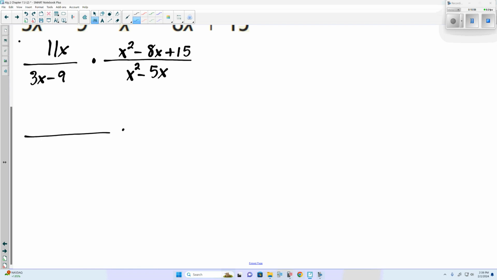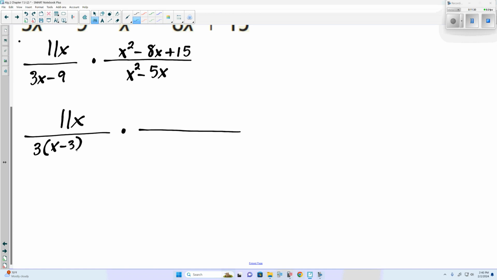Now, at this point here, we need to factor. Well, the nice part is 11x stays 11x. Which one do we want to factor next? 3x minus 9, because it has the greatest common factor of 3. And we can factor the 3 out of 3x, which gives us x. And if we factor the 3 out of 9, we get 3. So we get 3 times x minus 3.